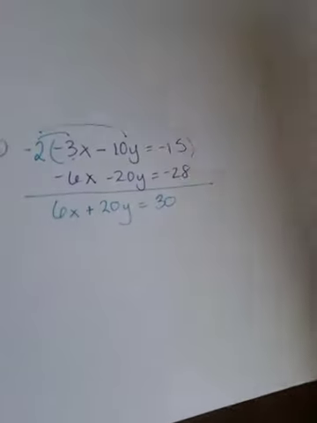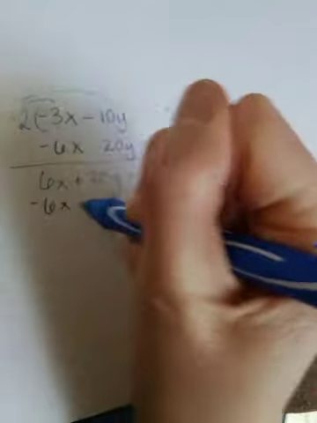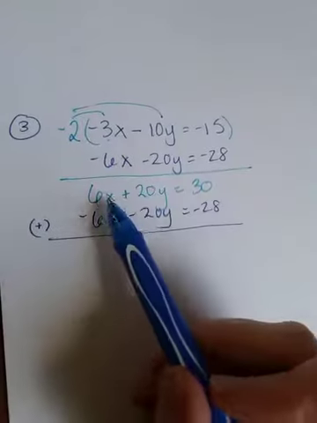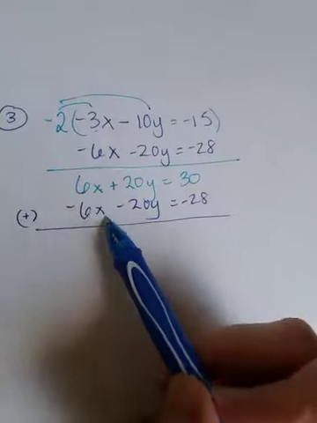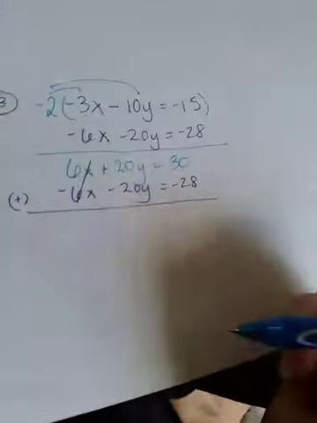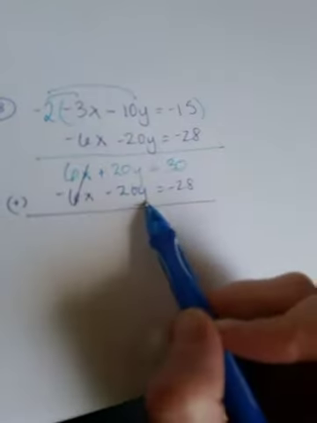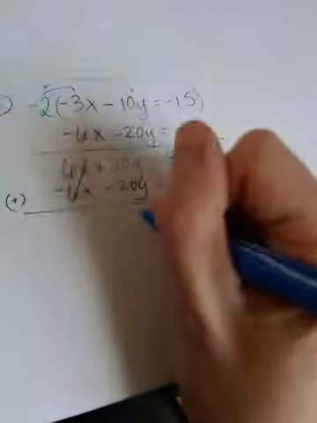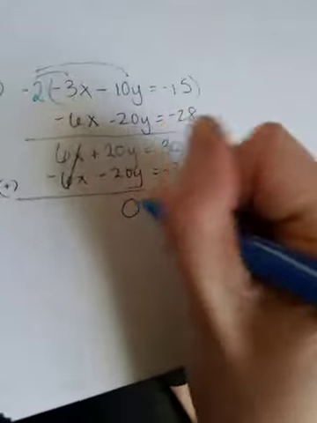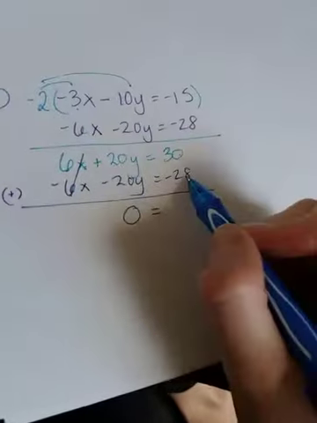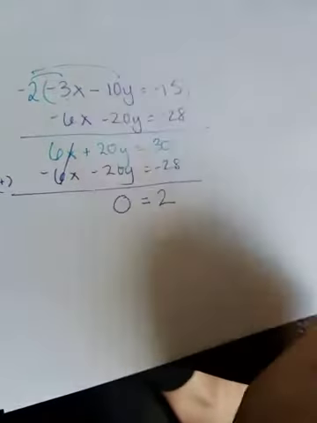I rewrite the second equation. I didn't do anything to it, so I'm just rewriting it. Now, I'm ready to add. So what is 6x plus a -6x? That's 0. This is kind of weird. What's 20y plus a -20y? That's 0. So what do I end up with on the left? 0. Drop my equal sign. 30 minus 28, that's 2.